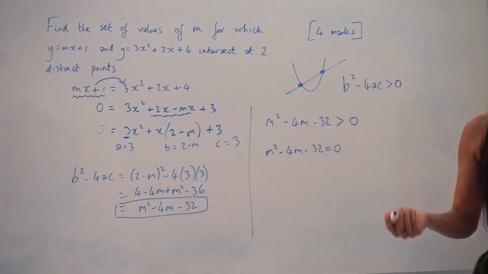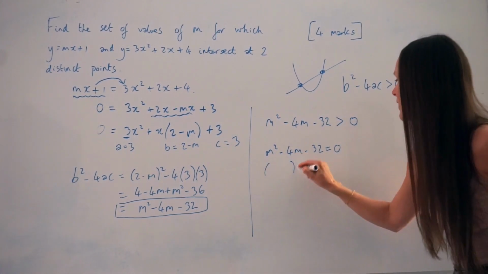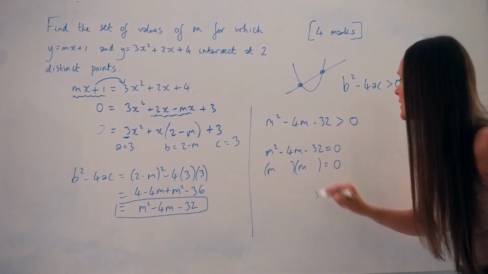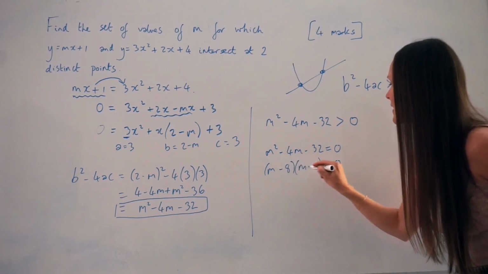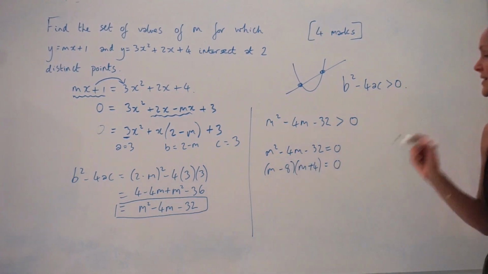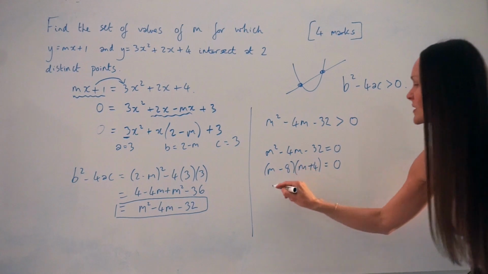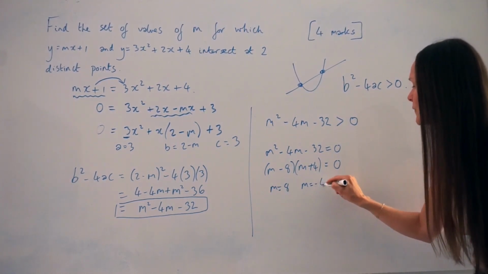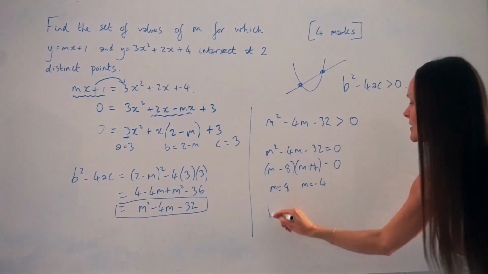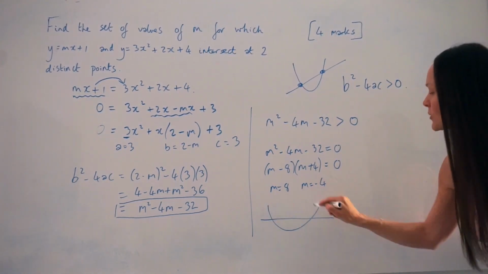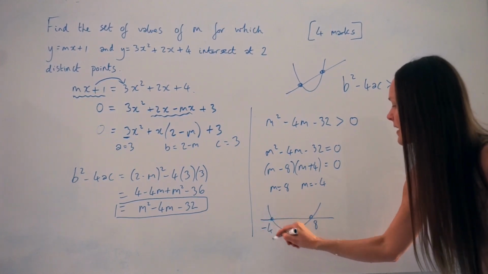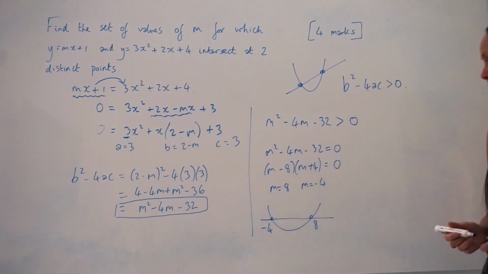So you can either use the quadratic formula or this one, I think you can factorize it. If I factorize, I get m in here, and then this should be negative 8 and positive 4. So I can see my values of m should be positive 8 and negative 4. So if this is a quadratic, it would intersect the x-axis at positive 8 and negative 4. Okay, so there's my sketch to help me solve the inequality.